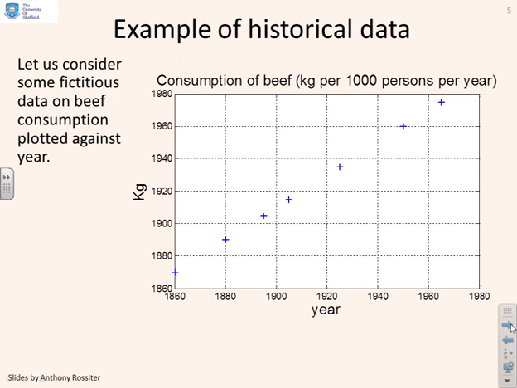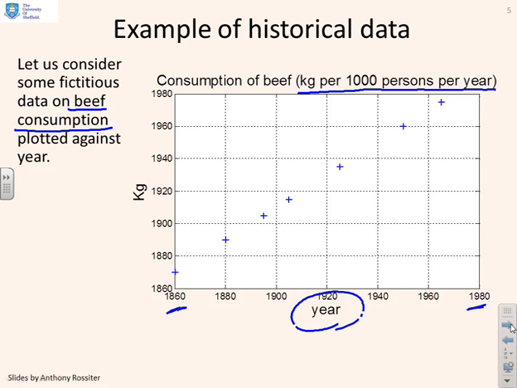Okay. Now what we've done is we've given you some data. Now this is fictitious data based on beef consumption, should we say, in the UK, and you'll see it's the consumption of beef given as kilograms per 1,000 persons per year. And we're looking at how consumption changes through time. So you'll see we've given the years down here. We've started at the year 1860 and we've gone all the way up to the year 1980.